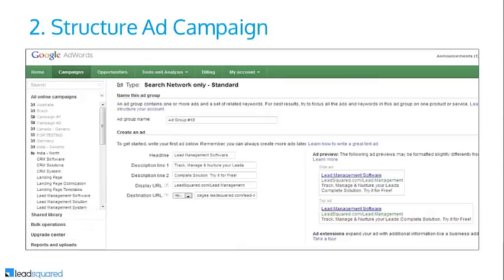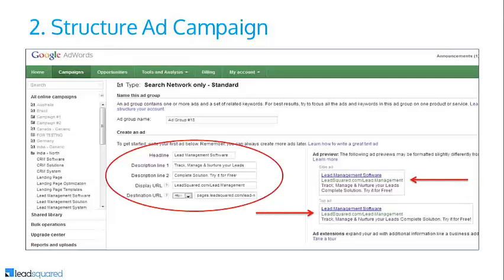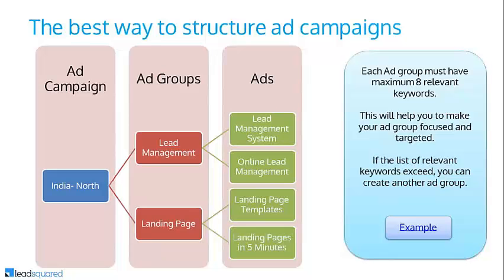As you log into AdWords, you begin with your campaign creation. You give a campaign name, you give an ad group name, and then you create the headline, the description lines, and the display URL, and you finally give the destination URL, right? So this is where you create, and your ads appear like this on Google. Now, the best way to structure your ad campaign would be to have one campaign divided into ad groups. I have taken the example of 2 ad groups for an ad campaign of India North location, because the campaign is targeted to the India North region.